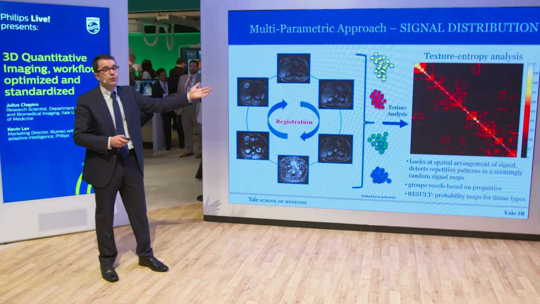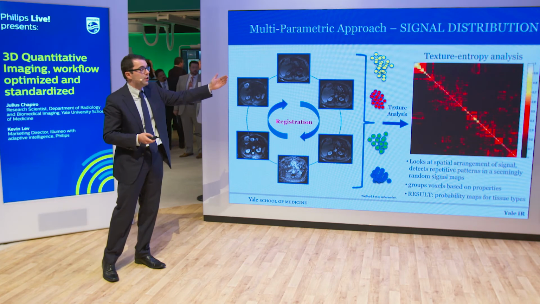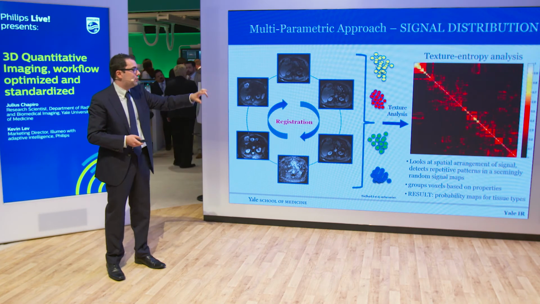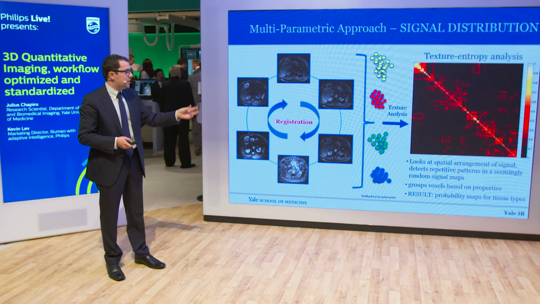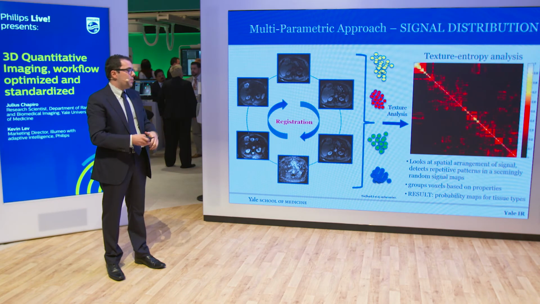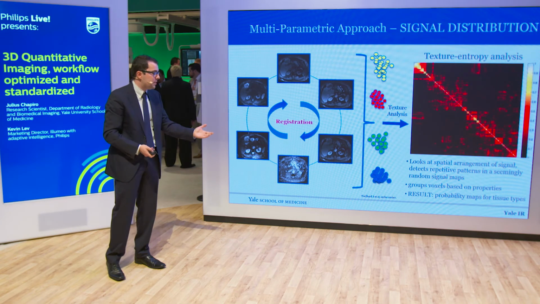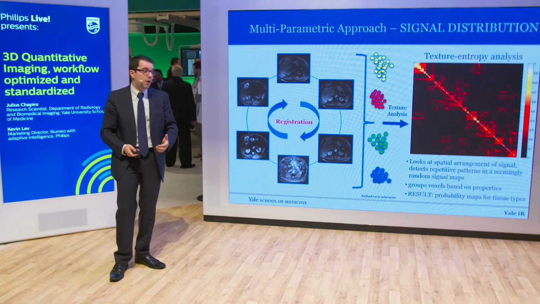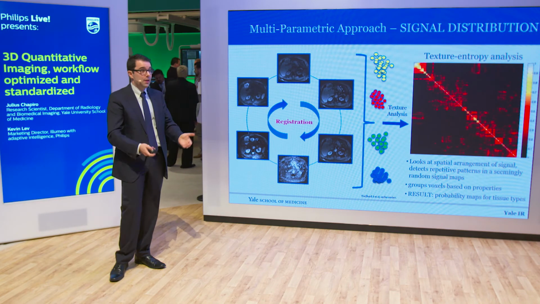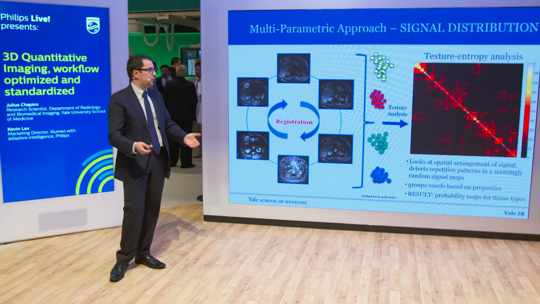And the same thing is true for signal distribution, not only intensity. We can use texture entropy analysis to really extract the distribution, the spatial arrangement of signal rather than this signal itself. And then we can group those voxels based on their properties and not based on their location. And what comes about is a probability map for tissue types. This is going to be your automated reading of liver cancer and the liver tissue.